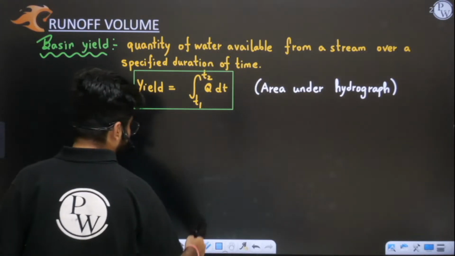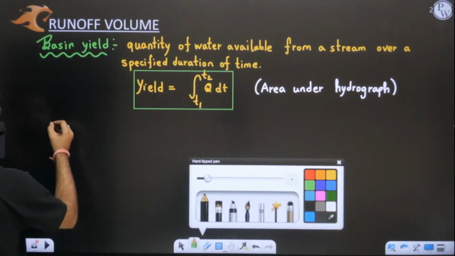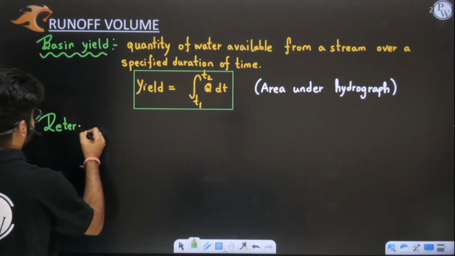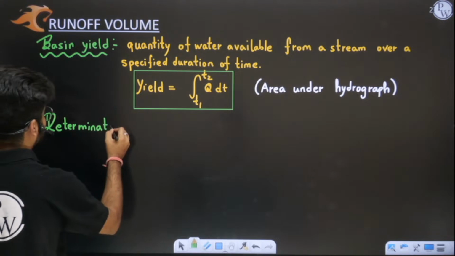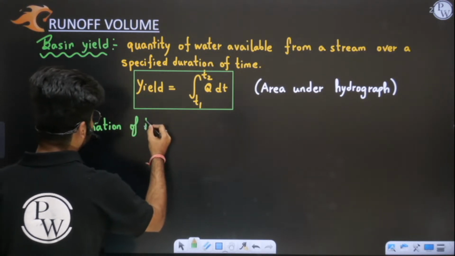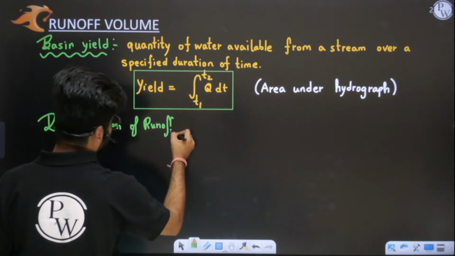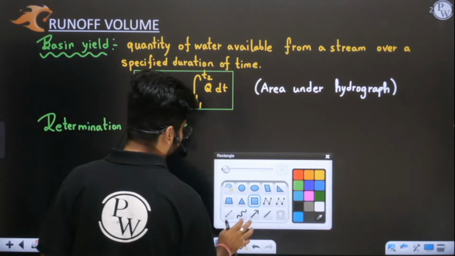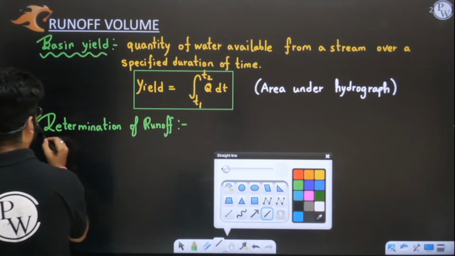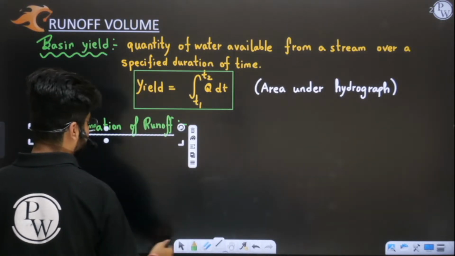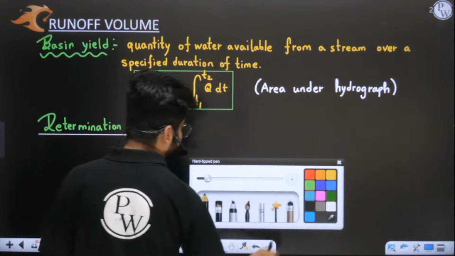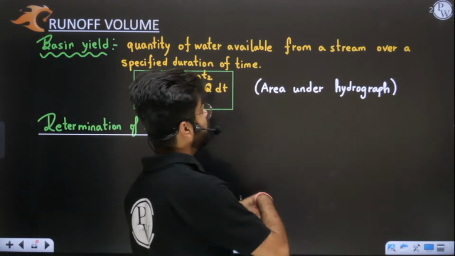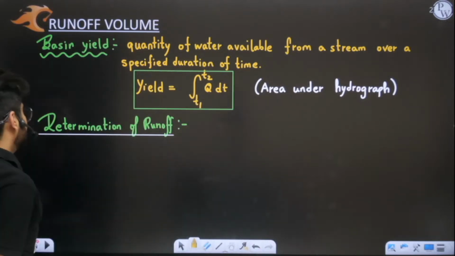Now, how will I determine runoff volume? I am writing the heading here: determination of runoff. How will I find runoff? We are interested in finding the runoff now. What are the methods with the help of which I will be able to estimate or compute runoff volume? This slide is focusing on runoff volume now.